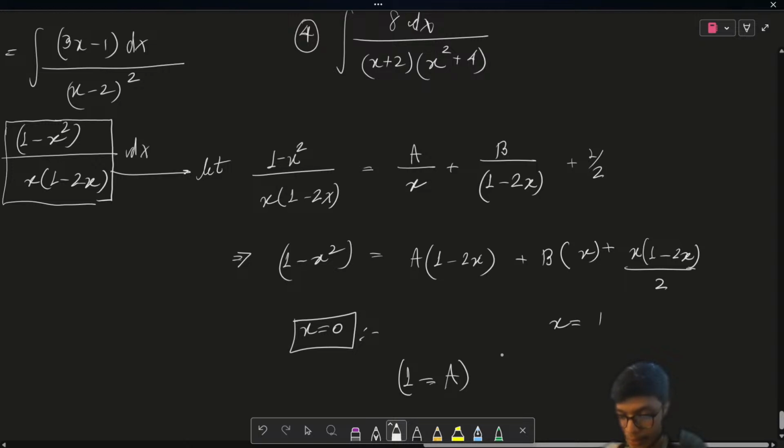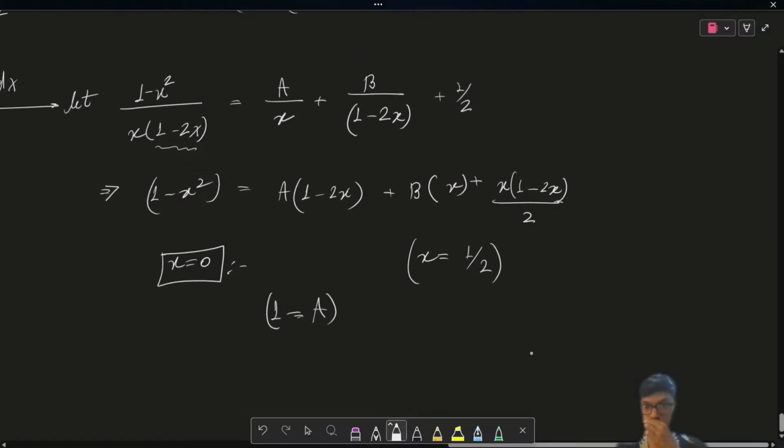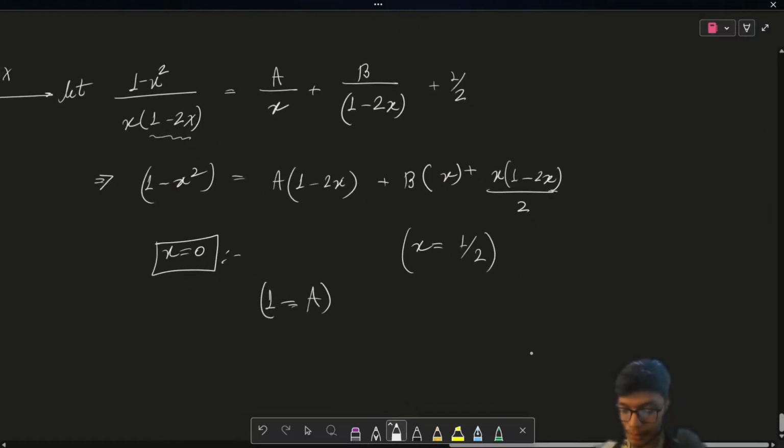And similarly, if I put x equals to 1 by 2, because that is when the factor 1 minus 2x becomes 0, then over here I will get the value as follows. So I will get 1 minus 1 by 4 is equals to b times 1 upon 2, right? So therefore from here I'll get the value of b as 3 by 2.